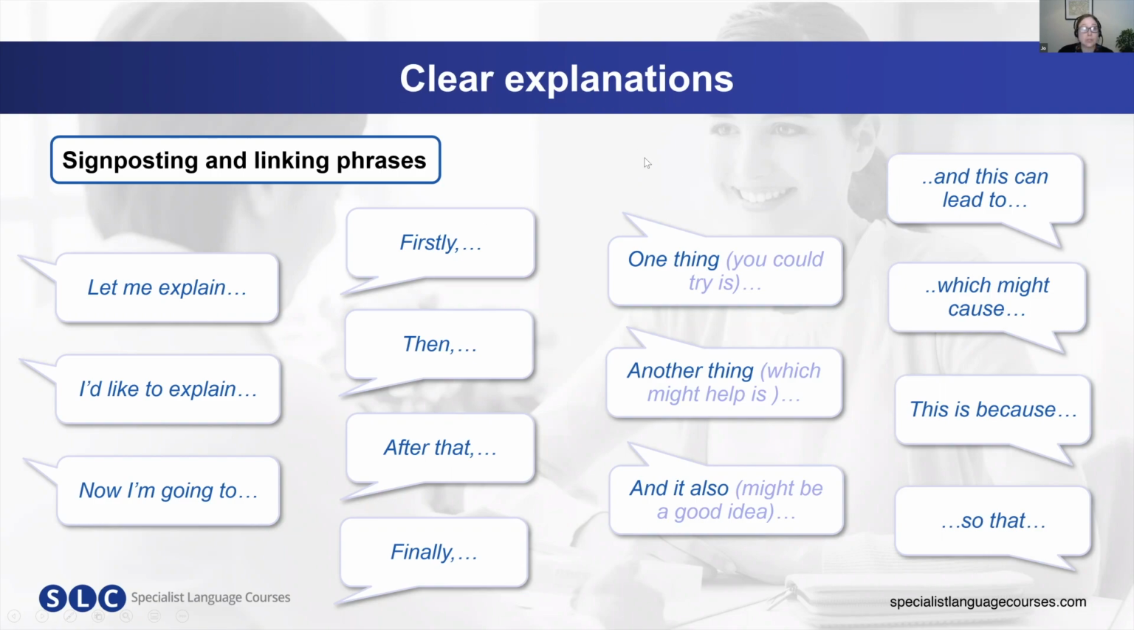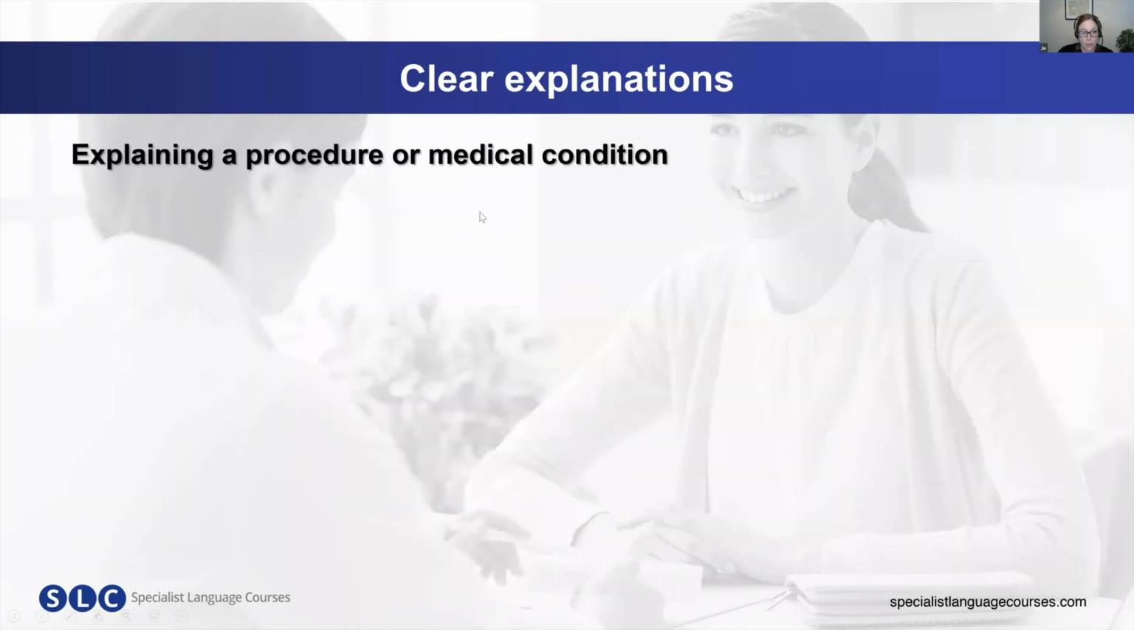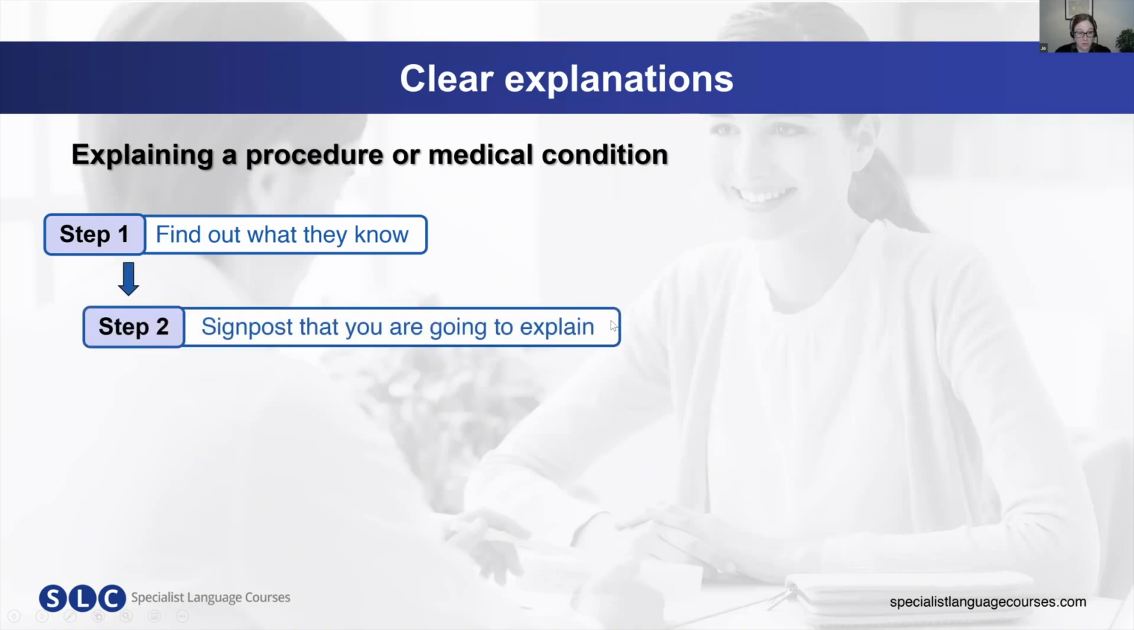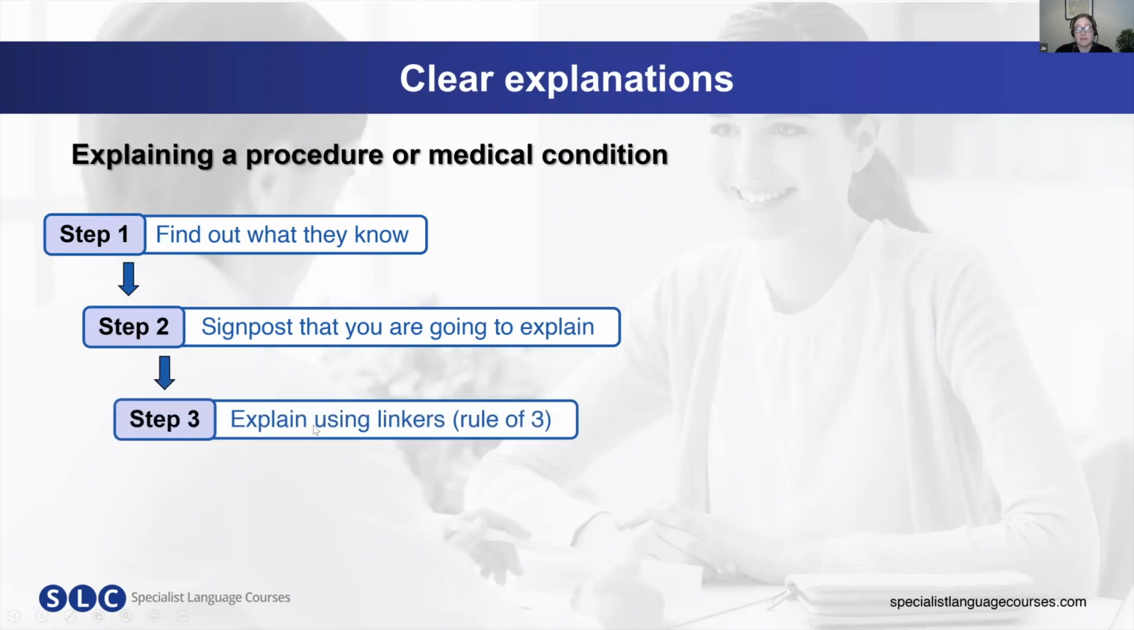Okay. So we're going to look at explaining a procedure or a medical condition. So we'll just review the steps. Step 1, find out what they know. Step 2 would be signposts that you're going to explain in more detail, maybe. Step 3 is explain using linkers, and rule of 3. This is so that you're chunking and checking.